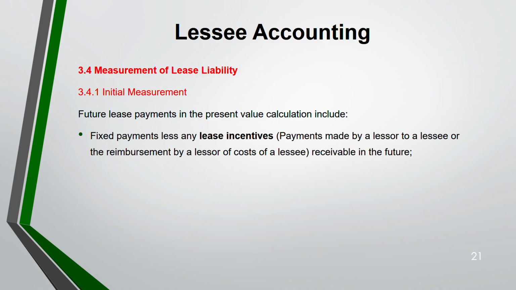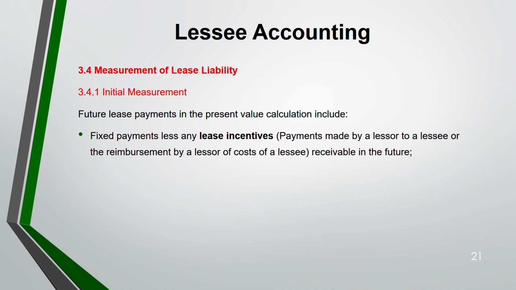First one, fixed payment less any lease incentive. If there is any lease incentive, you will deduct it from the base fixed payment. What is lease incentive? It is given in the bracket: payments that are made by the lessor to the lessee. Of course, if a lessee is making a payment, that will be netted off against any payment made by the lessor to the lessee, known as lease incentives.